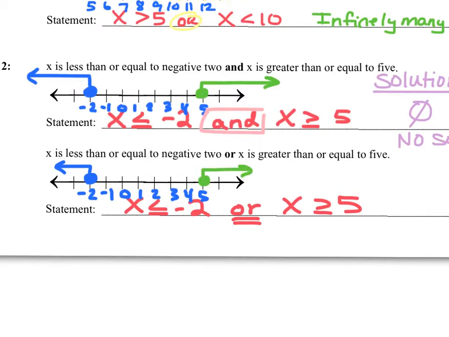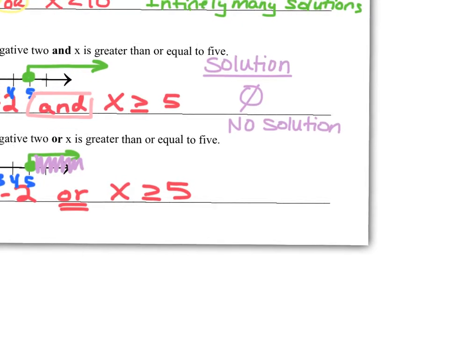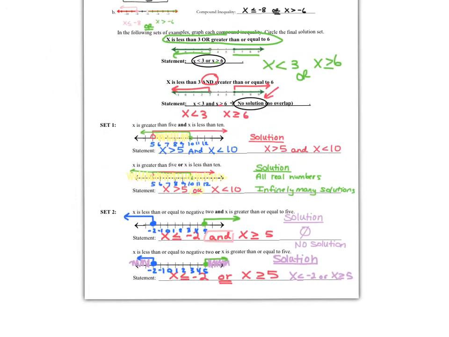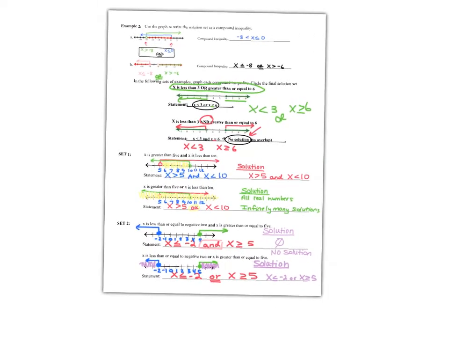It's an OR problem, so where do I shade? I shade wherever I see an arrow. So what's my final solution? My final solution is the problem exactly as I have it. So it's x is less than or equal to -2, or x is greater than or equal to 5. You don't need to rewrite that over and over again, but that would be my solution. Okay, so there are our notes for this page.